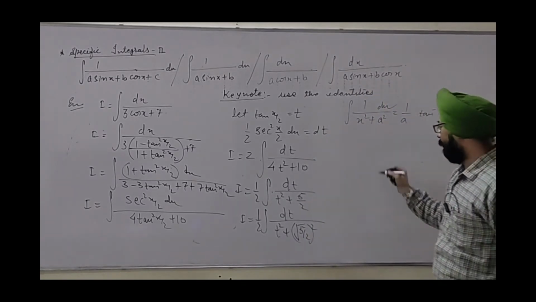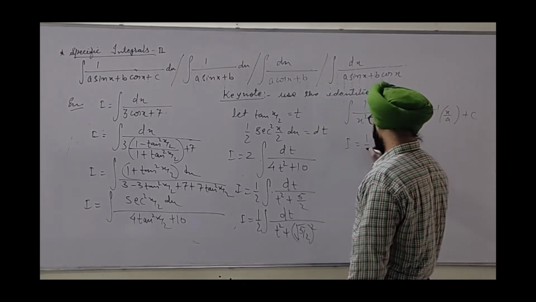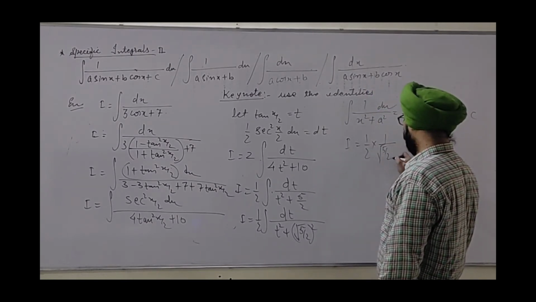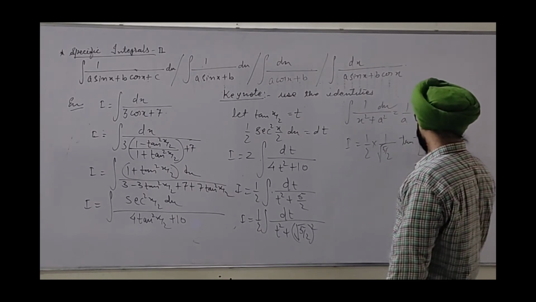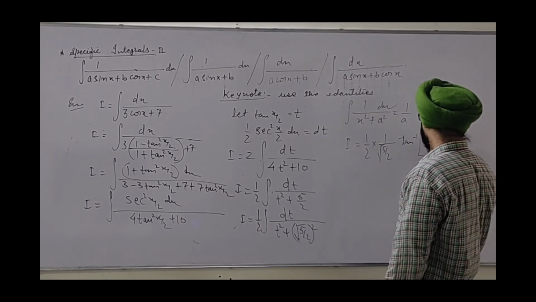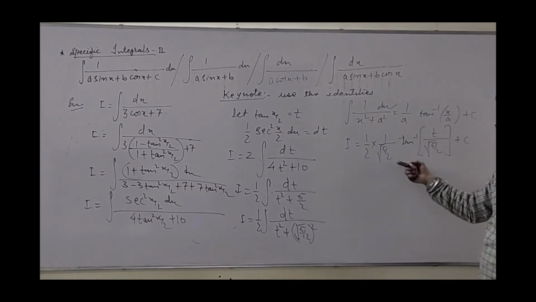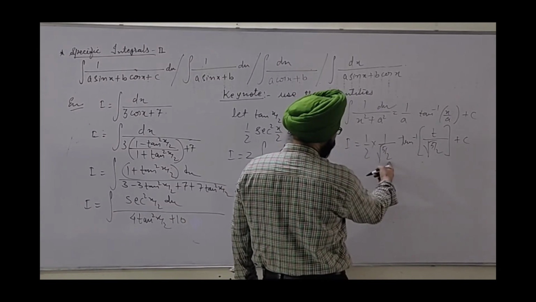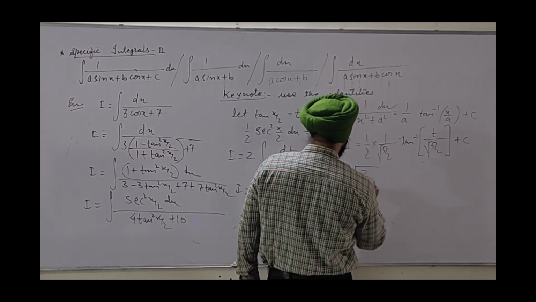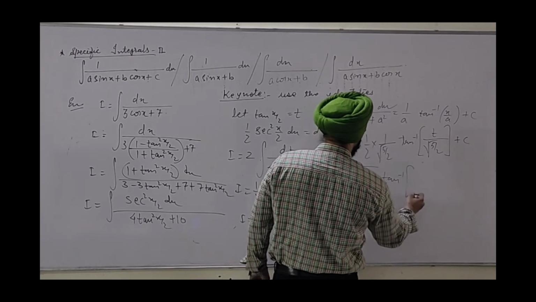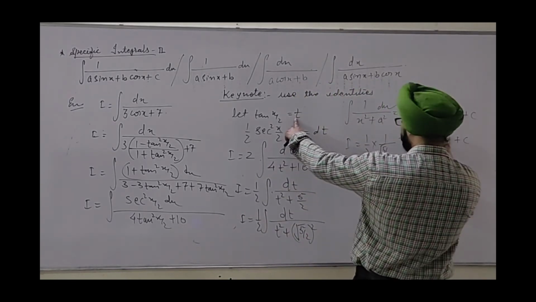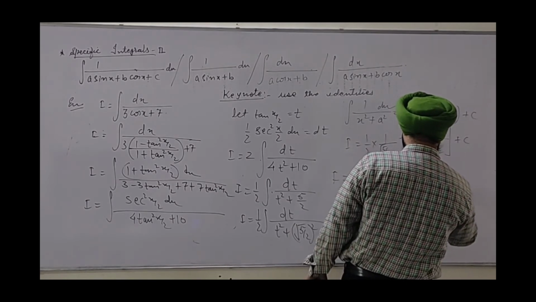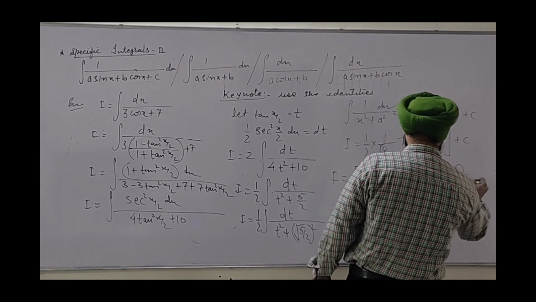This identity if I apply here, we get I as 1 upon 2, 1 upon a means 1 upon root of 5 by 2, tan inverse x means t upon root 5 by 2, plus c. Now only simplification is left. Let's do it. This is equal to 2, and root 2 cancelled out. It becomes root 2 upon 5 tan inverse, substituting t back with its value, root 2 by 5 tan x by 2 plus c.